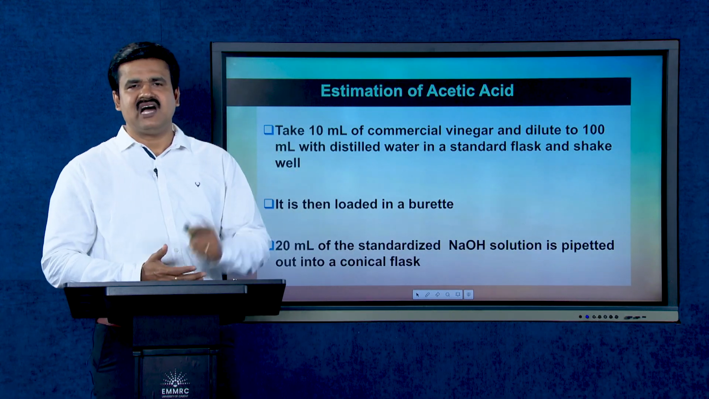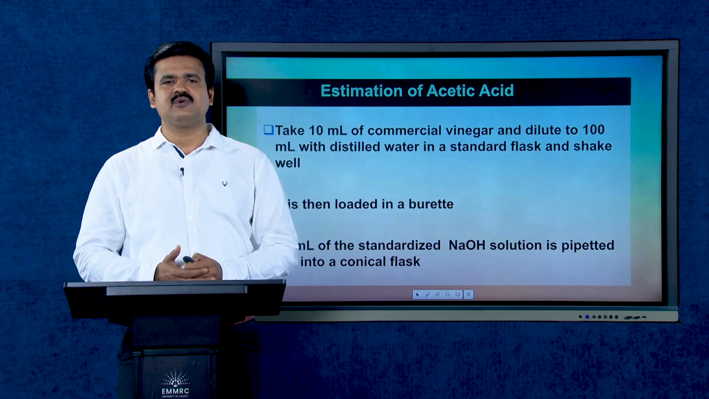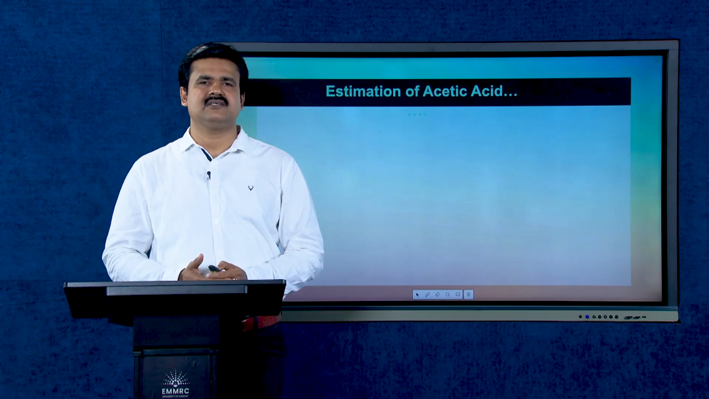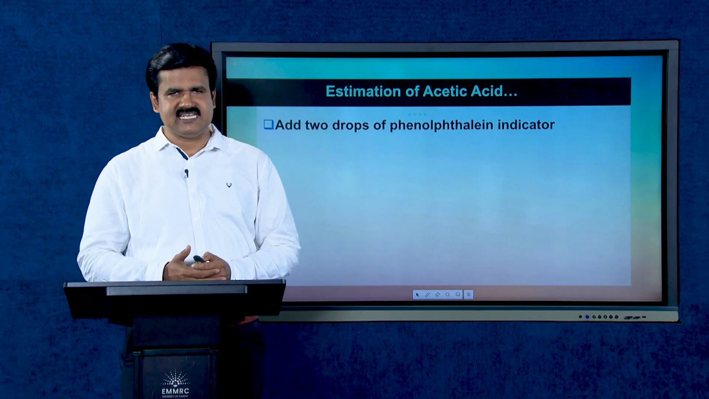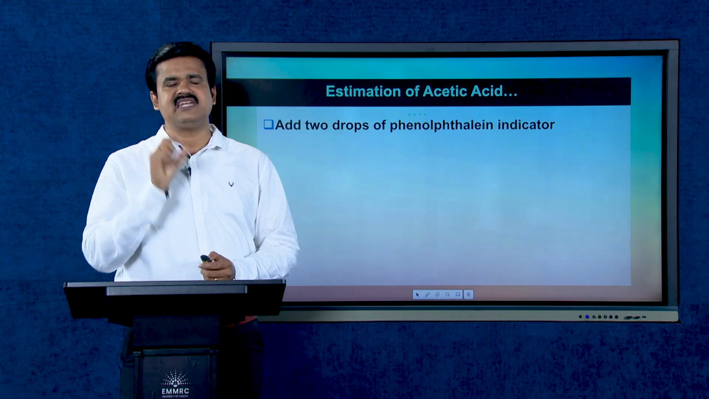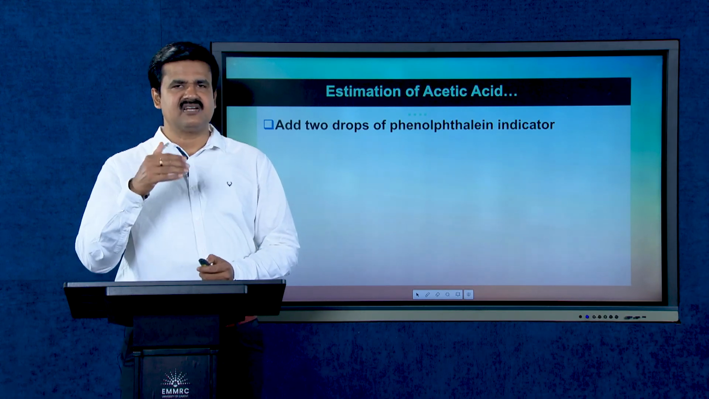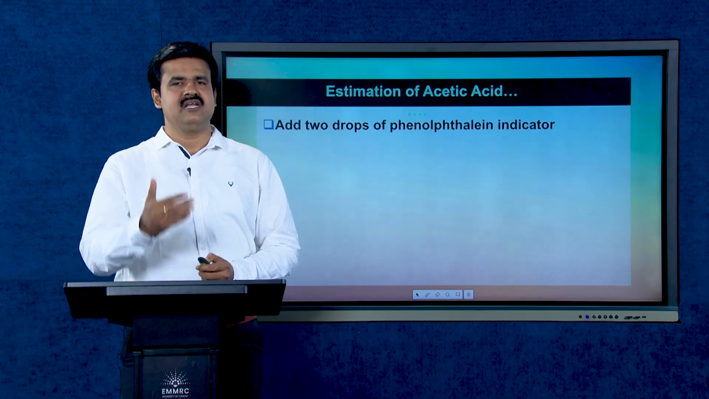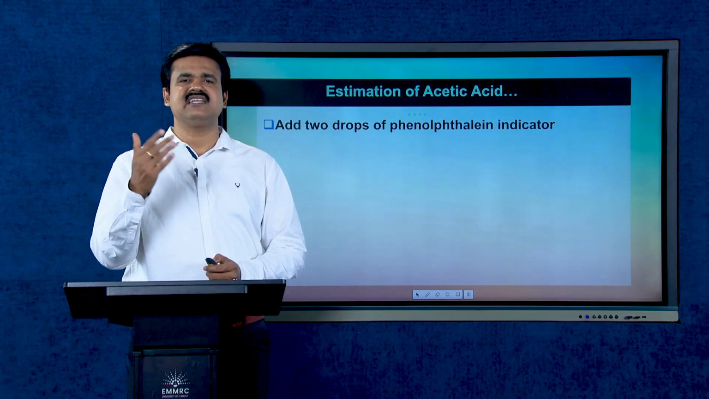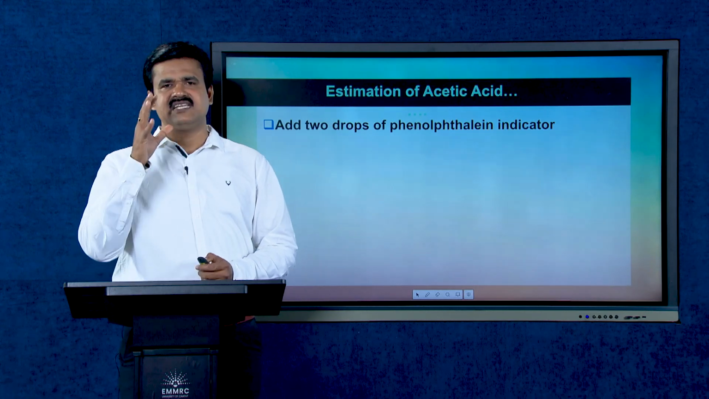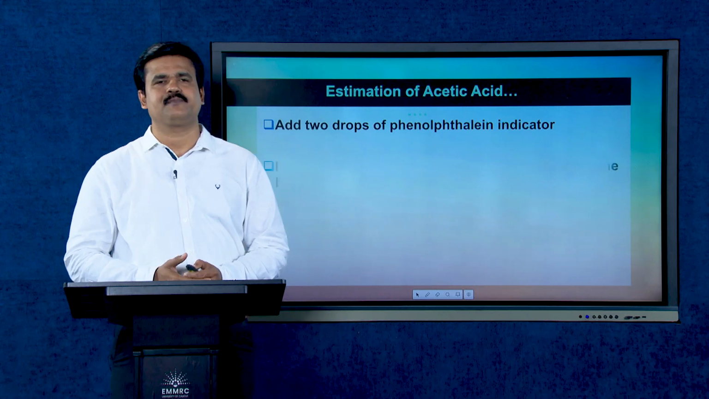20 ml of the already standardized sodium hydroxide solution is pipetted out into a clean conical flask. Add 2 drops of phenolphthalein indicator. Remember, the suitable indicator for this titration is also phenolphthalein. This is because here also you are performing a titration between the strong base sodium hydroxide and a weak acid. If acids are weak, the best indicator is phenolphthalein, since its pH range lies within the pH range of the solution at the end point.